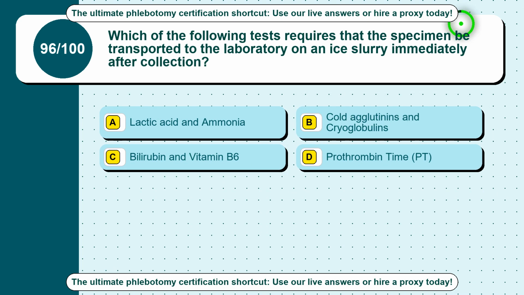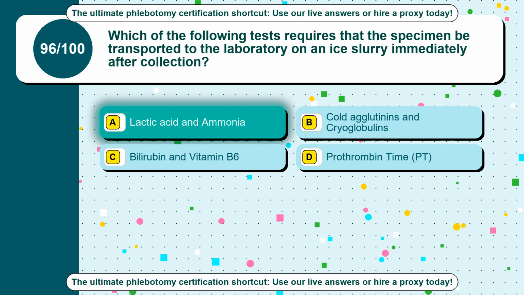Question 96. Which of the following tests requires that the specimen be transported to the laboratory on an ice slurry immediately after collection? Option A. Lactic acid and ammonia. Option B. Cold agglutinins and cryoglobulins. Option C. Bilirubin and vitamin B6. Option D. Prothrombin. The correct answer is option A.